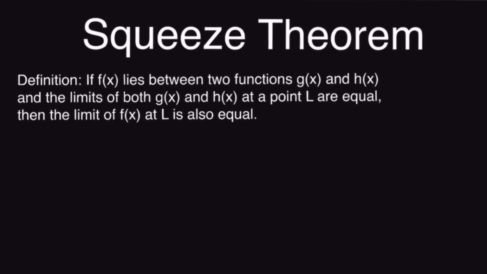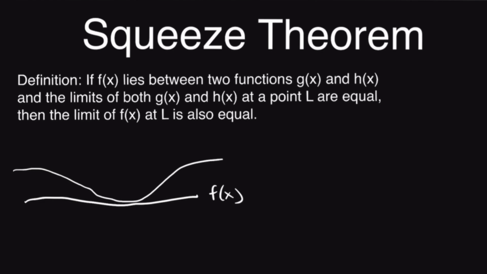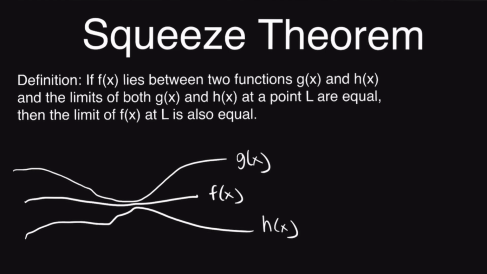So, what does this even mean? Let's create a line and we'll call it f of x. And then let's create another line and we'll call it g of x. You can see that g of x is always greater than or equal to f of x at all points in its domain. Similarly, let's create another line here and we'll call it h of x. And you can see that it's less than or equal to f of x at all points in its domain.